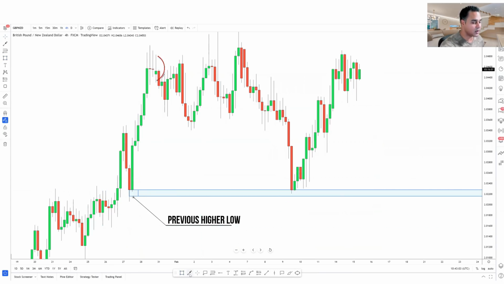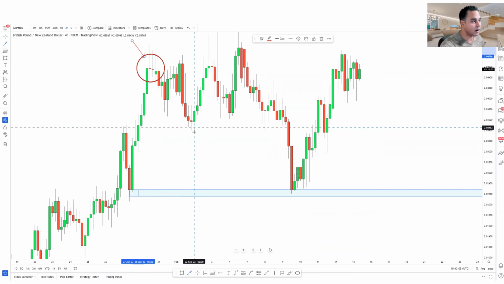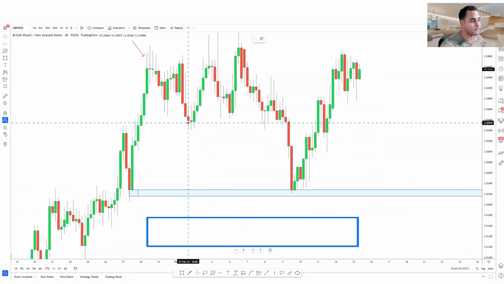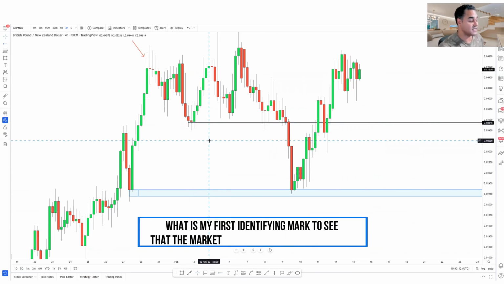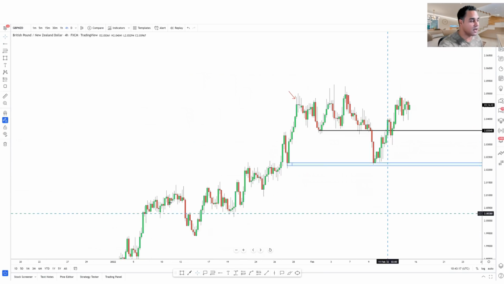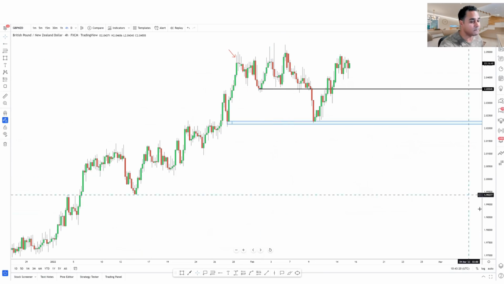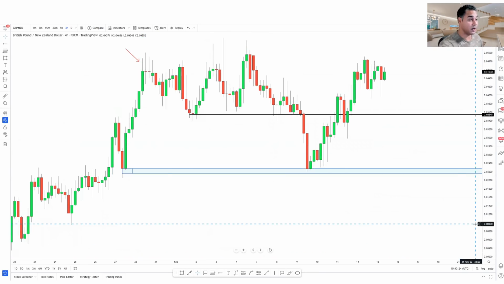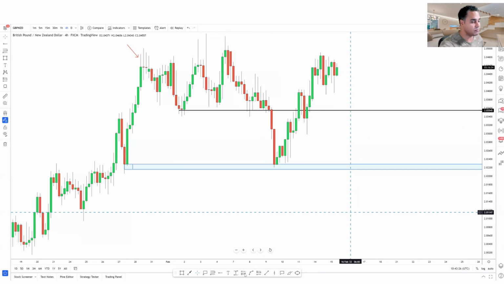This is the level in the market where price broke to make the new high. And then you've got to say to yourself, if the trend is shifting, what is my first identifier mark to see that the market will potentially now turn bearish? Because let's not forget, Pound New Zealand dollar has been pushing bullish for a very long period of time. So when we know that, we have to make sure that we're aware that the trend is pushing bearish.